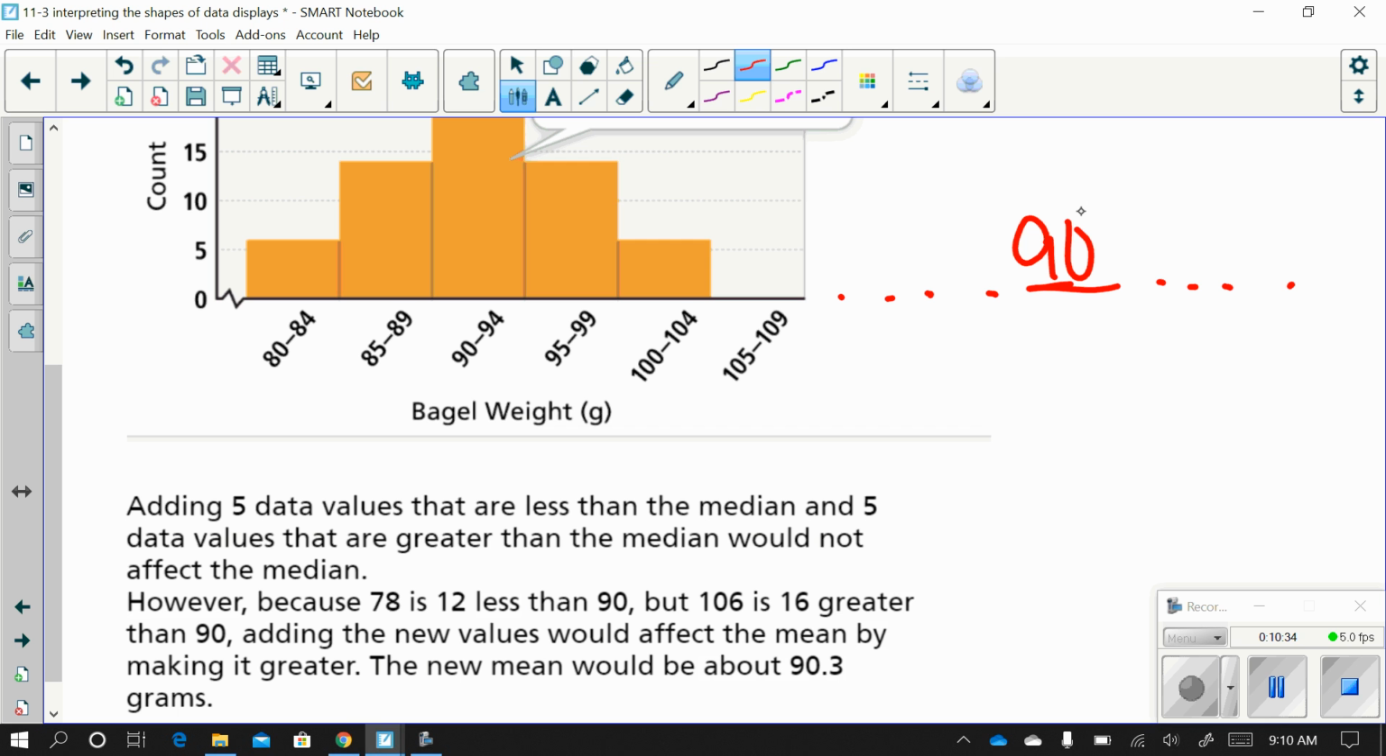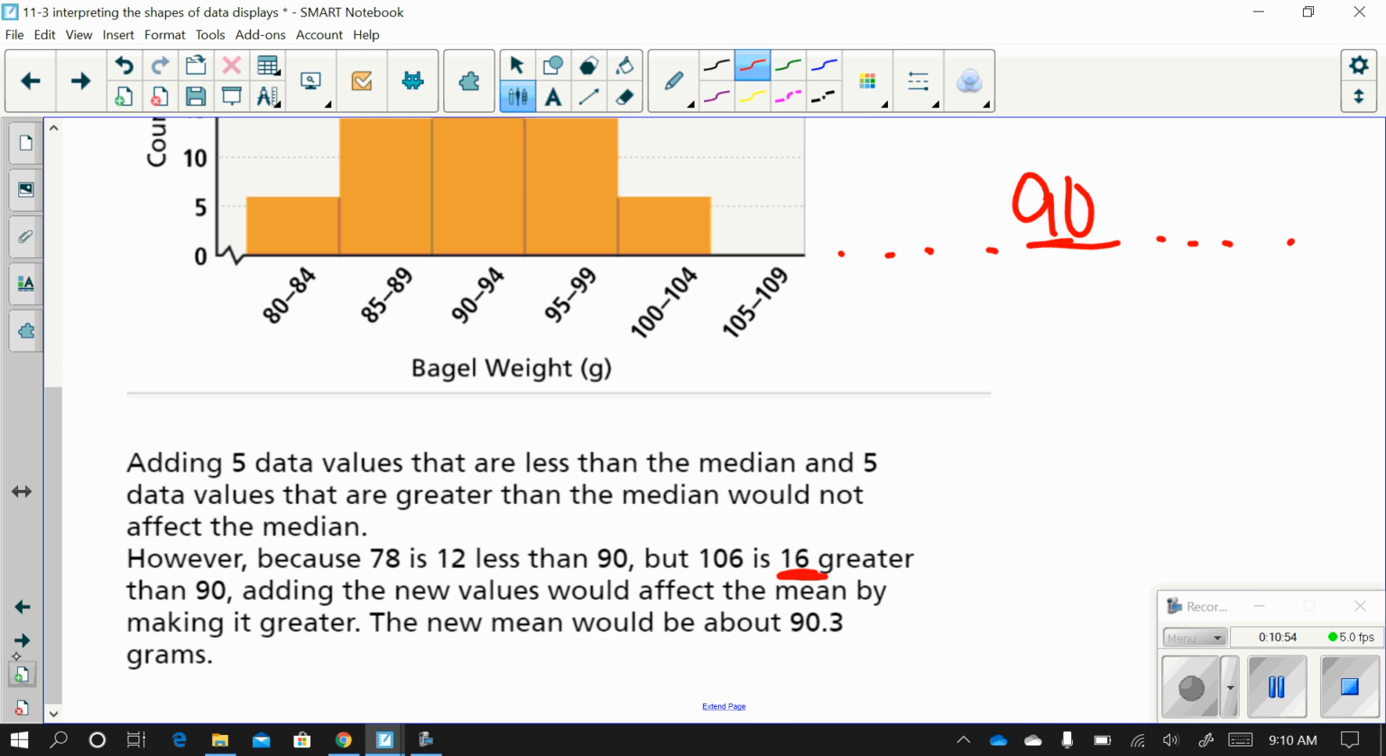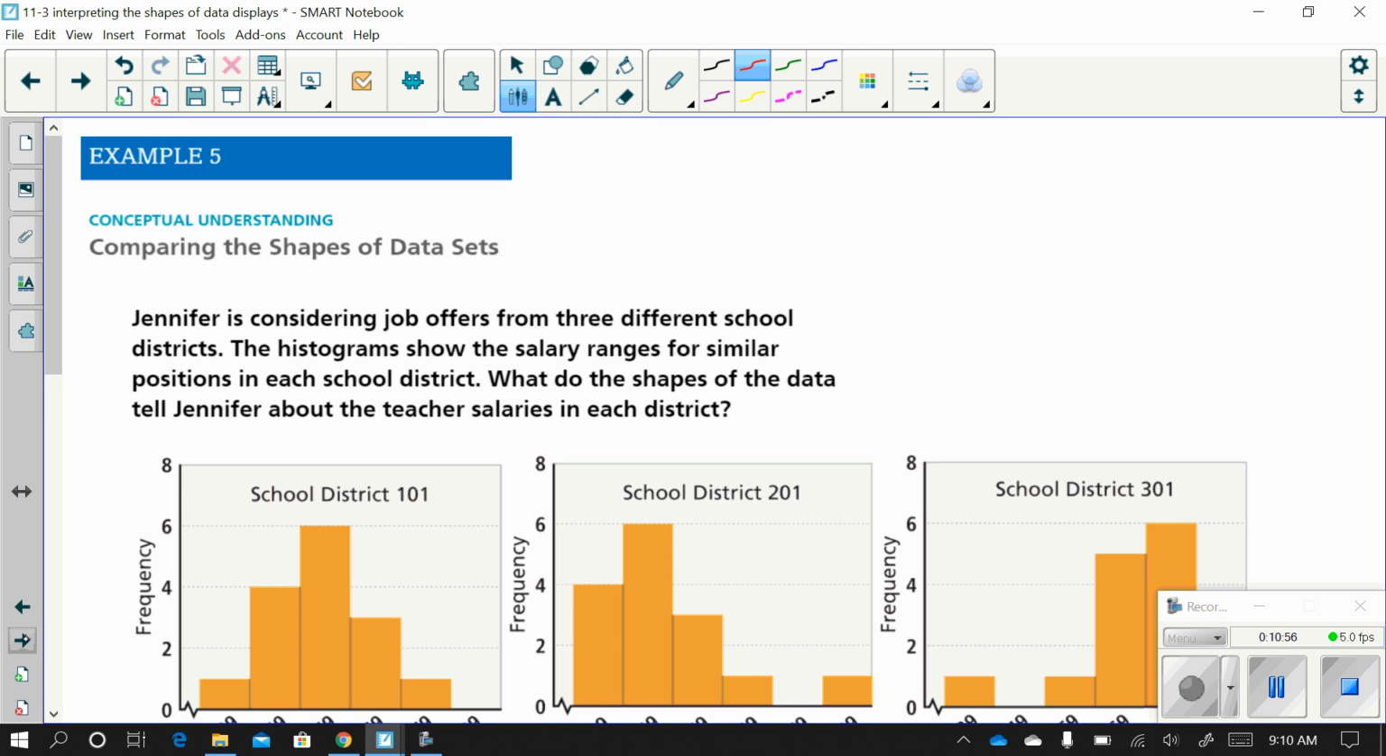Is that going to change my mean? Absolutely. Adding the new values would affect the mean by making it greater. Okay, I'm adding more to the bigger side of 90. Therefore, my mean is going to increase. They actually calculated the new mean would be about 90.3 grams. So picking more is going to change my statistics.